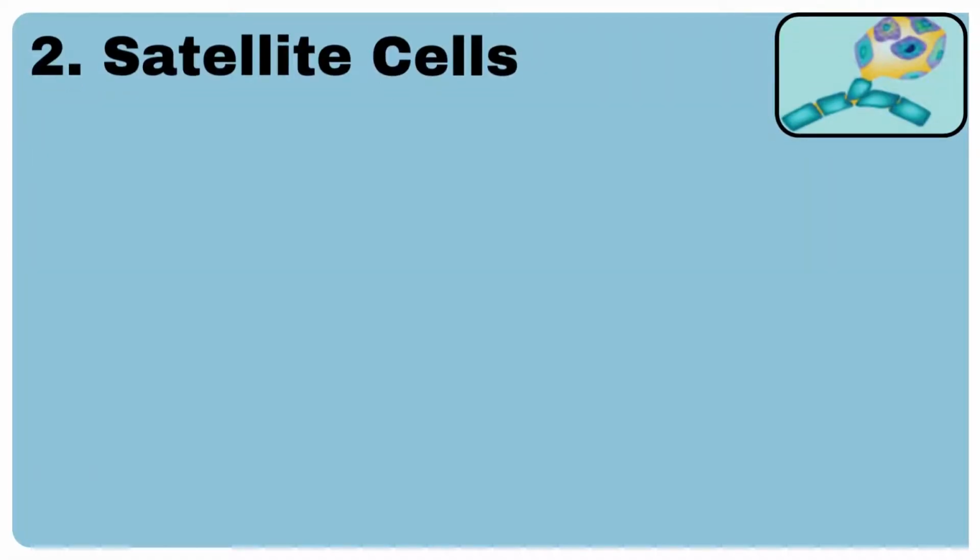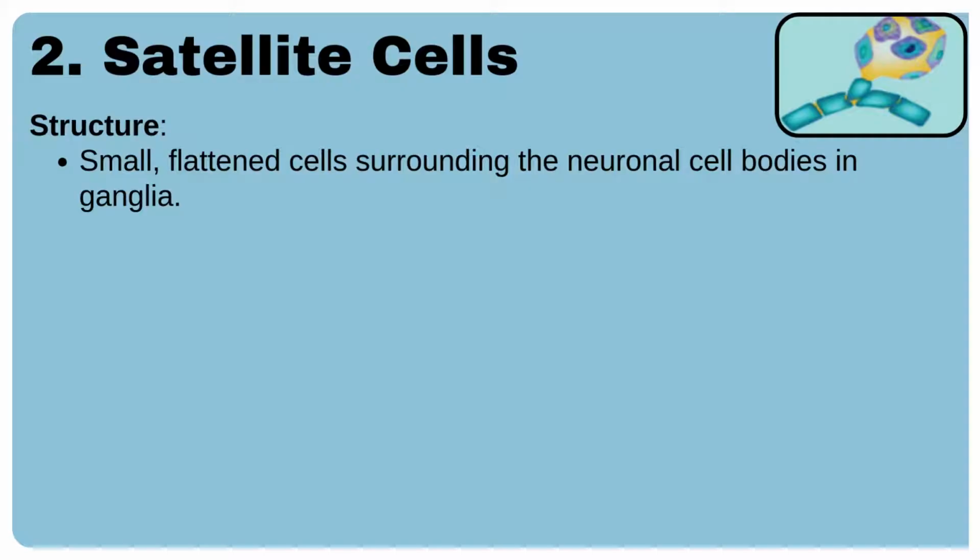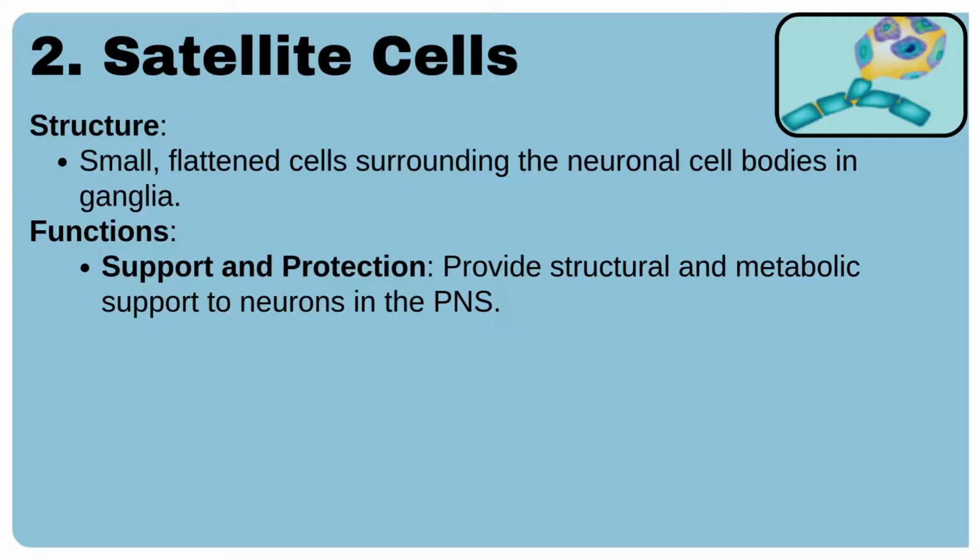Number 2. Satellite cells. Structure. They are small, flattened cells surrounding the neuronal cell bodies and ganglia. Functions. They perform the following functions. Support and protection. They provide structural and metabolic support to neurons in the peripheral nervous system.